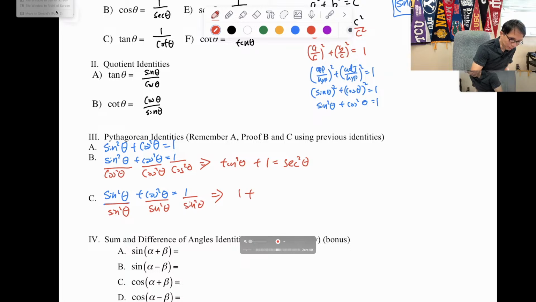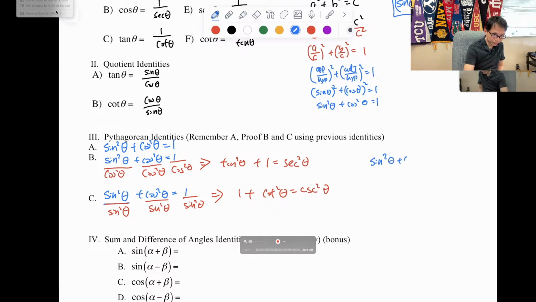And that's going to be 1 plus cotangent squared theta is equal to cosecant squared theta. And that becomes a second identity that I need to know. Now, I do like this identity a lot, because that's the first thing you need to know. But also this identity can change into two extensions. The extension can help you convert from one trig function to another trig function.